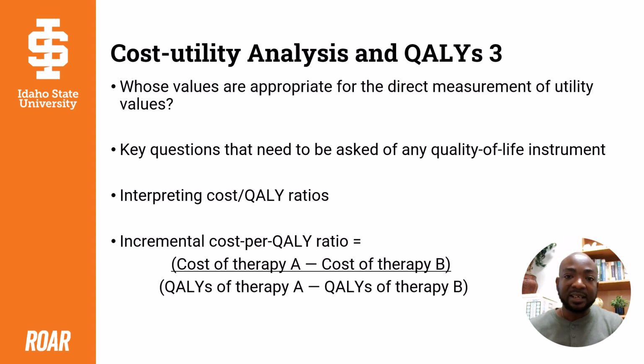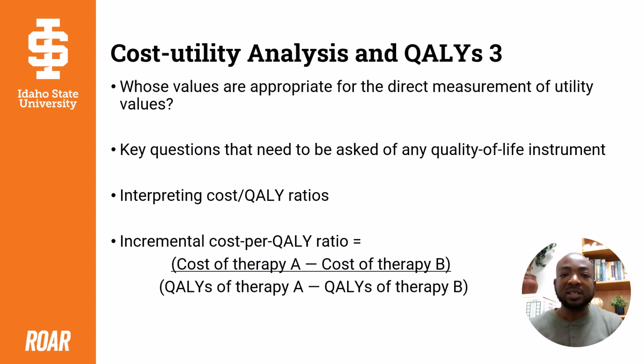In any CUA, we end up with 2 or more different cost-per-QALY ratios. The calculation of the incremental cost-per-QALY ratio reveals the cost per unit of benefits of moving from one healthcare option to an alternative option. Incremental cost-per-QALY ratios are calculated using the formula: incremental cost-per-QALY ratio equals the cost of therapy A minus the cost of therapy B, all divided by the QALYs of therapy A minus the QALYs of therapy B.